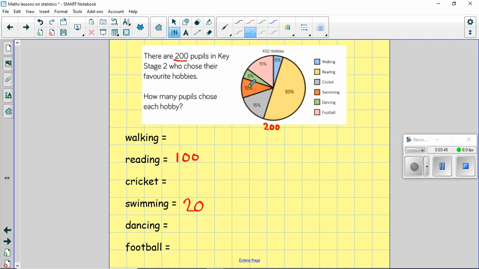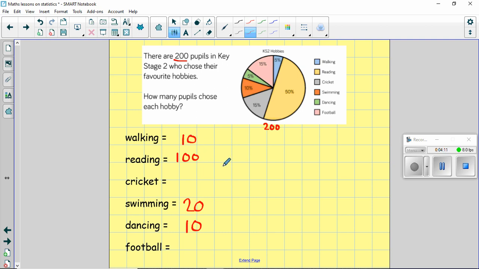Now, because I've done 10%, I can also do 5% quite easily, because 5% is half of 10%. So I just half this 10%. So if 10% is 20, 5% must be 10. So green, dancing 5%, so that's 10. And we've got another 5%, which is blue walking, so that's 10 as well there.